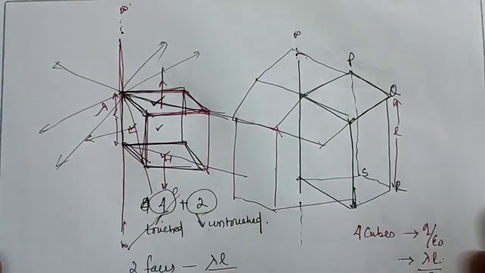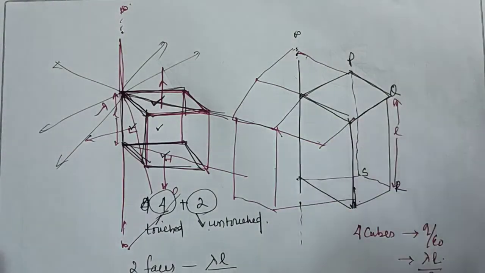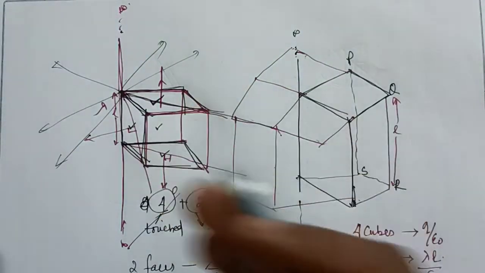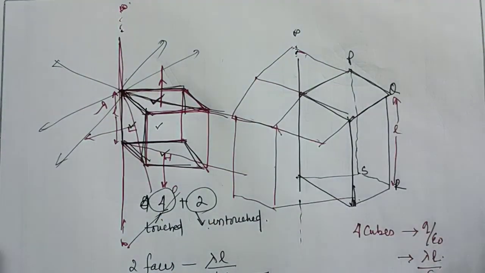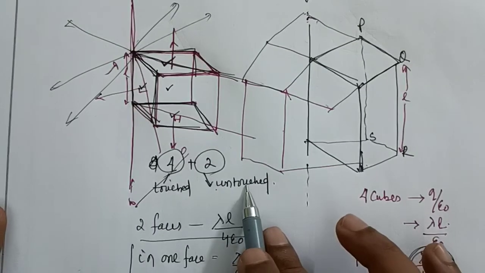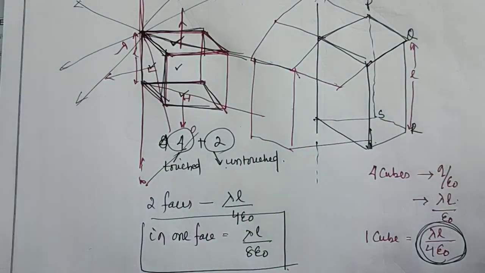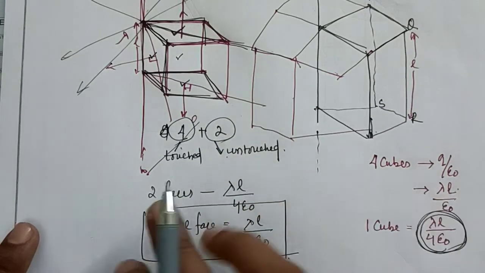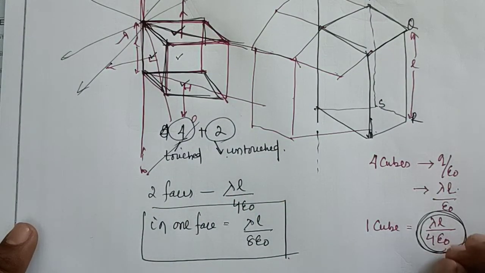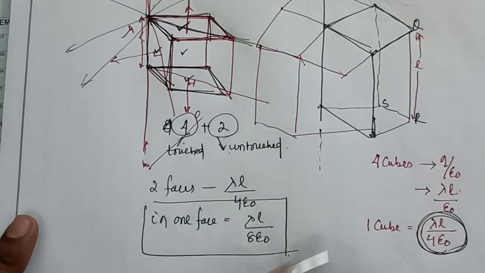You must enclose the charge first. How many cubes? 4 cubes. In 4 cubes, how much flux will pass? Q by epsilon naught, because the charge is enclosed by these 4 cubes. In 1 cube, how much flux will pass? That is Q by 4 epsilon naught. How many touched? How many untouched? Through touched surfaces, no flux will pass. Only the untouched surfaces will let the flux through. 2 faces, how much flux? Q by 4 epsilon naught. 1 face, Q by 8 epsilon naught flux will pass.